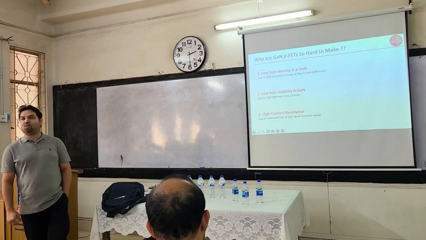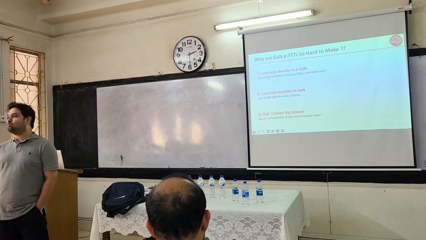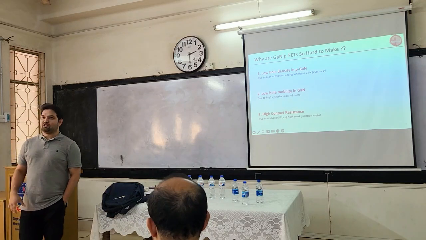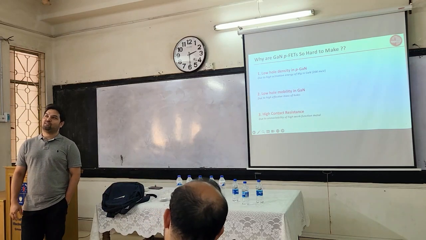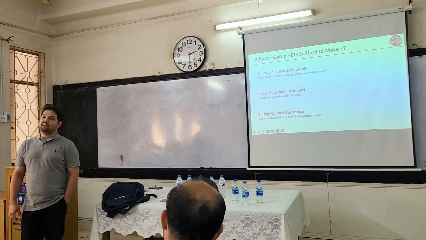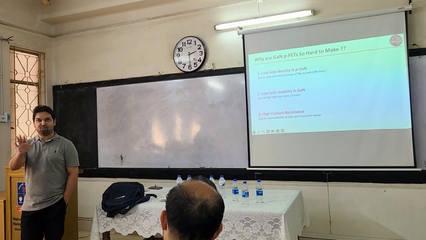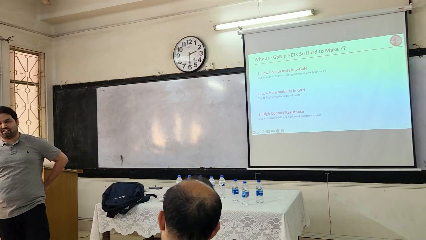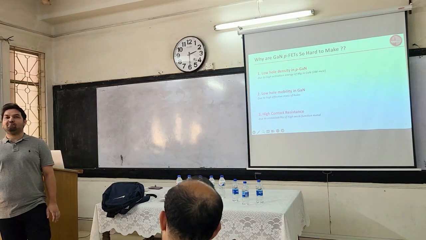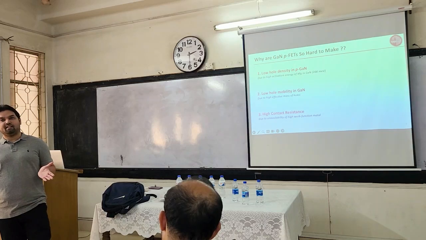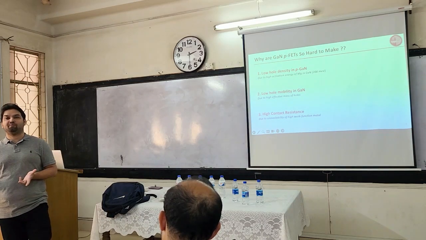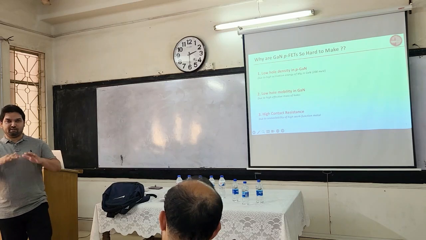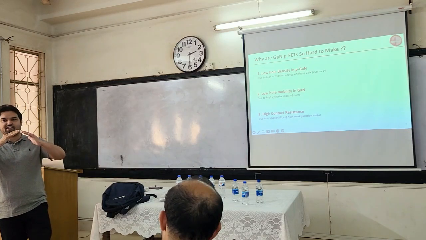Second is the hole mobility. Again, it's a wide band gap material. Normally hole mobility is lower than electron mobility, that you know, right? Why is that? It's coming from the band structure. Normally, if a material is wide band gap, the mobility is always going to be low, especially the hole mobility, because the band structure is kind of flat.